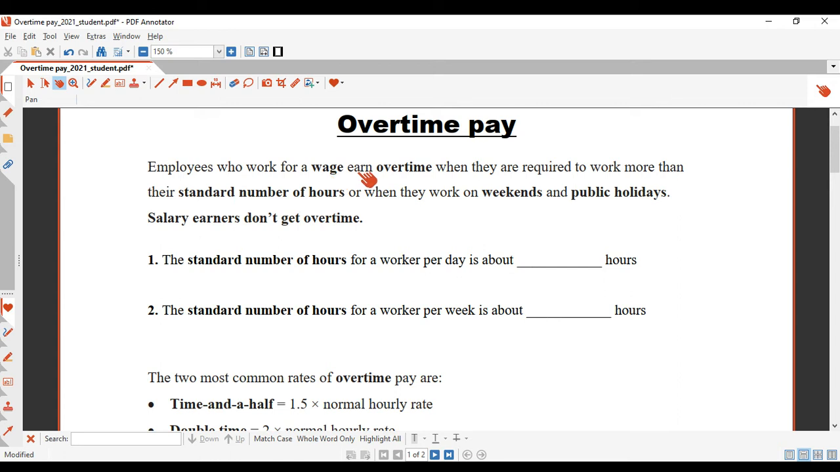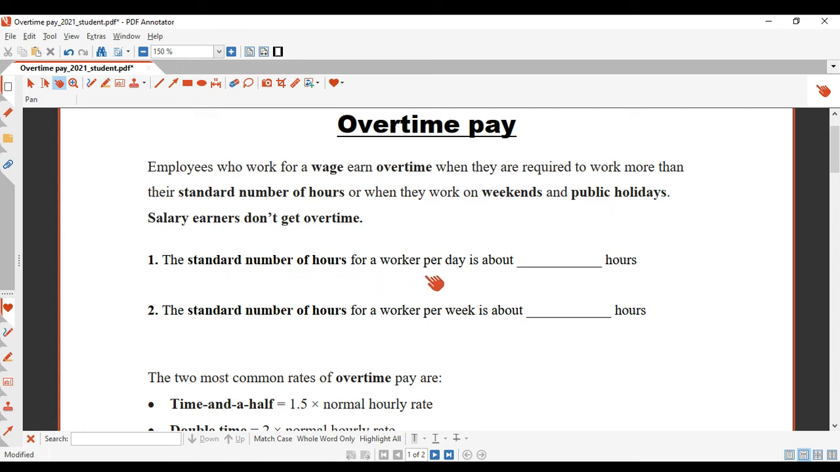Whereas a wage earner, you'll have a set number of hours per week that you'll normally work. So maybe, let's just say 40 hours. If you're a wage earner, you're getting paid an hourly rate. If you work more than those 40 hours, then you'll get paid a higher hourly rate for those extra hours. Also, if you're a wage earner and you work on weekends, you might get paid more per hour on the weekends. Same with public holidays. You'll get more money per hour compared to your standard hourly rate.